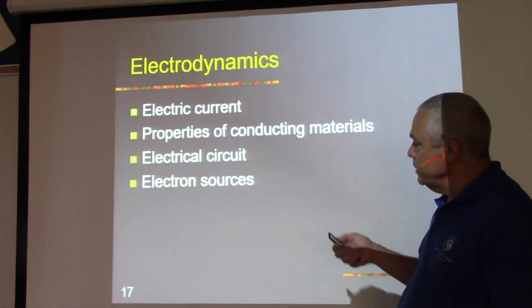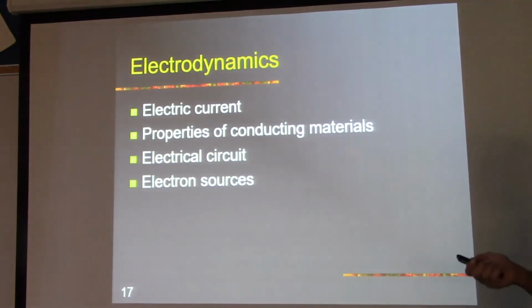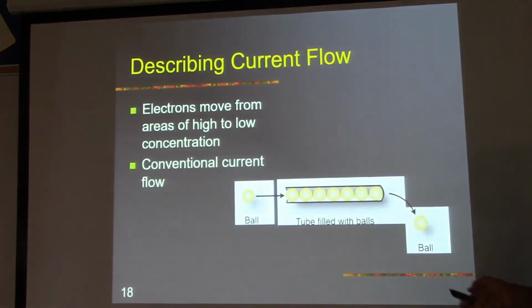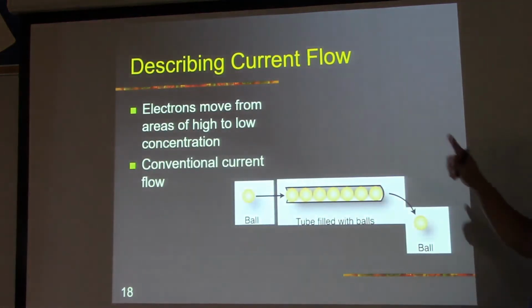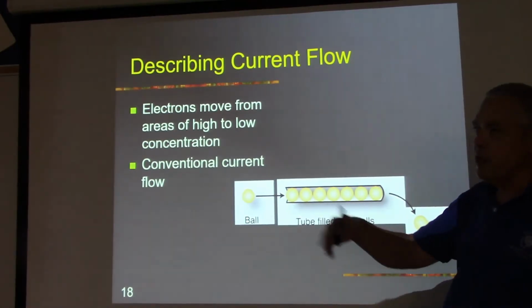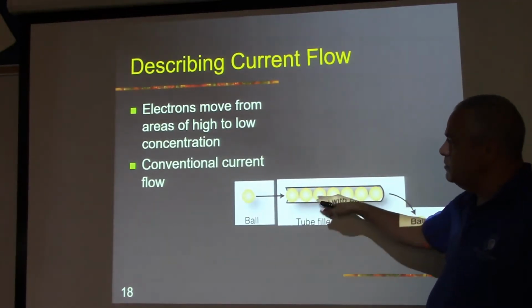Now, electrodynamics. We're going to look at electric current, properties of conducting materials, circuits, and sources. Okay, and I promise this isn't going to go all day long. Now, here's the way current flow works. You can imagine, and I was talking about a domino or a bucket brigade, a conductor being kind of the same way.